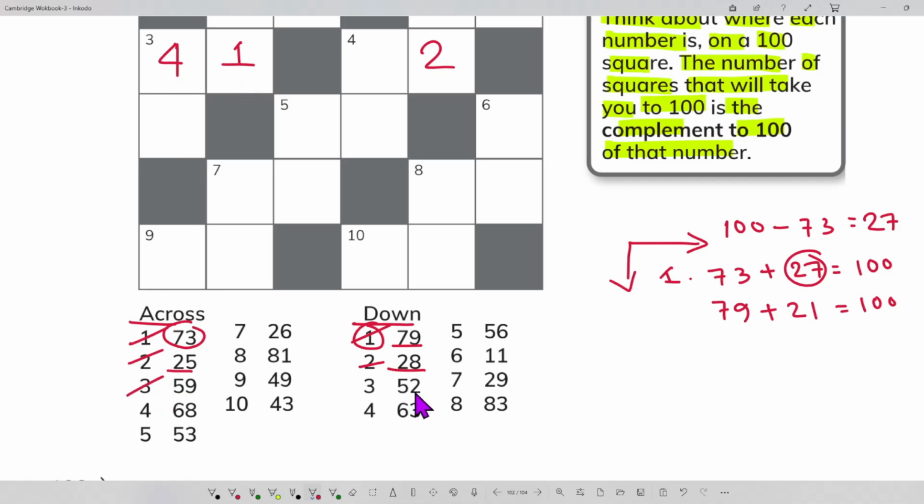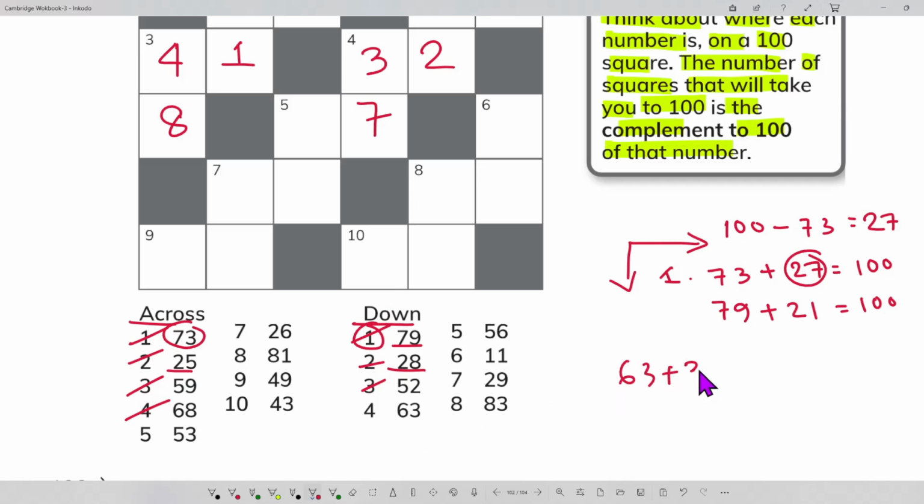And here is a 52. Number 3, 52. So how many do we need? 48. So here is a 4 and here is 8. Number 3 done. Number 4, 68. So we need 32. So here is already 2, 3, 32. And here is 63. So we need 37. So 3 and 7, 37.